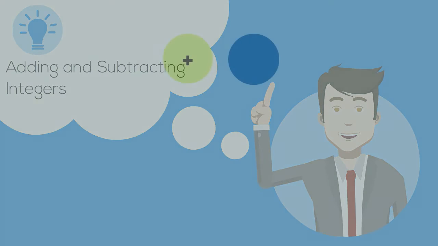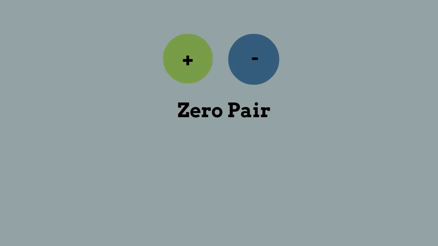In this example, I'm using a green circle to represent positive and a blue circle to represent negative. And anytime you have a positive and negative pair, you have a zero pair and they cancel each other out.